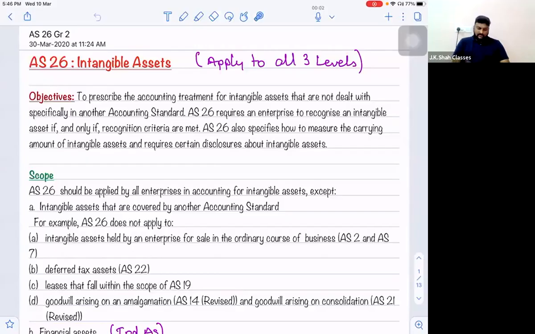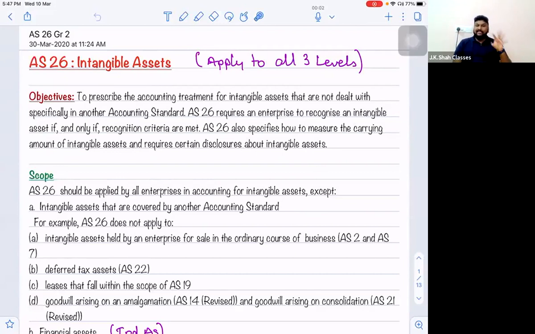So we're starting with the new topic now. AS26, intangible asset, applies to all the three levels of enterprises. Right? A similar topic, almost equal to AS10. All the concepts will be the same. Few concepts you're going to learn new, which were obviously not there in AS10, because this is intangible assets and those were tangible assets. So only some different points you're going to learn, not all.